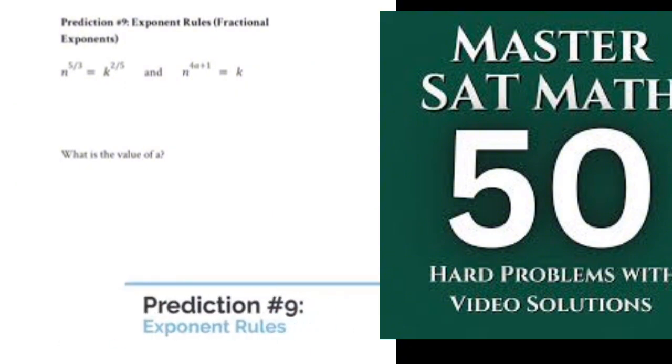All right, prediction number 9. We're going to have exponent rules on this test, and they love fractional exponents lately. So when given an equation like this, if you notice that you have an n and a k, you want to try to eliminate one of them. This one is k to the first power. So if we can get this to be k to the first power, then we can set the n's equal to each other and just substitute in.